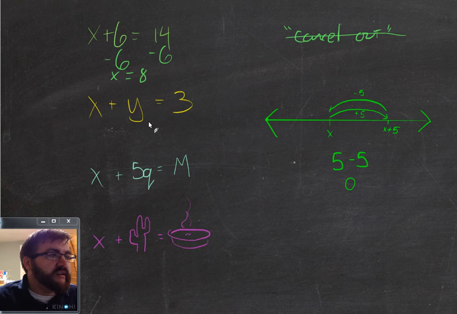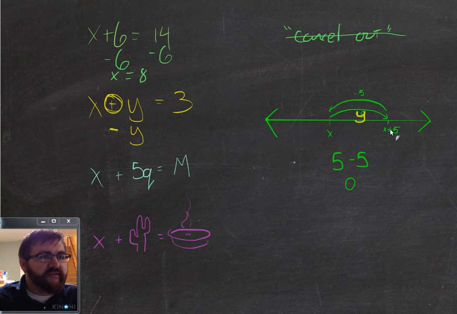Okay? Here, the idea is no different. I've added something to x, right? But I don't want to have something added to x. I want to have just x. So I will take that thing away, right? In this case, we added y instead of 5, so we're at x plus y here, and so we'll take away y, and we'll be back at x. And when we take away y from the other side, we have x equals whatever 3 minus y is.